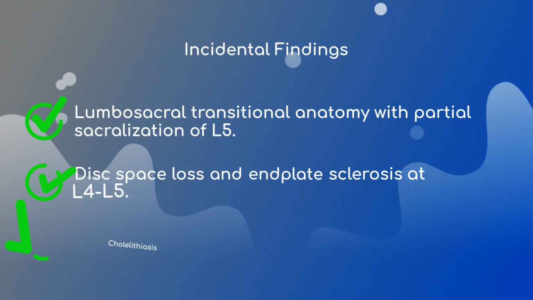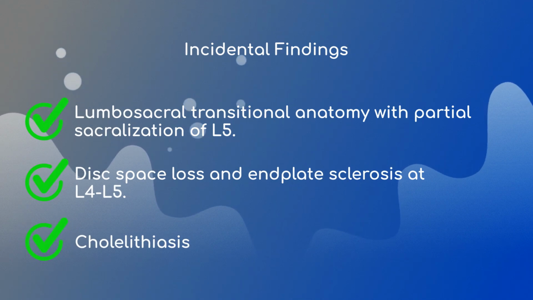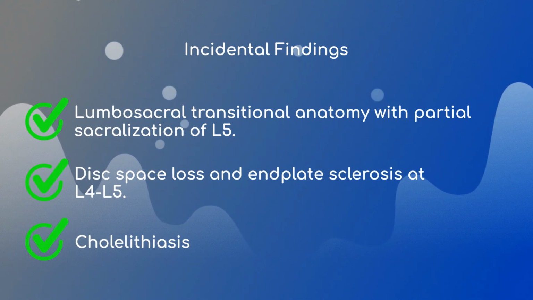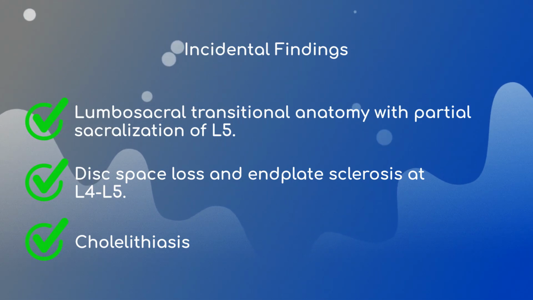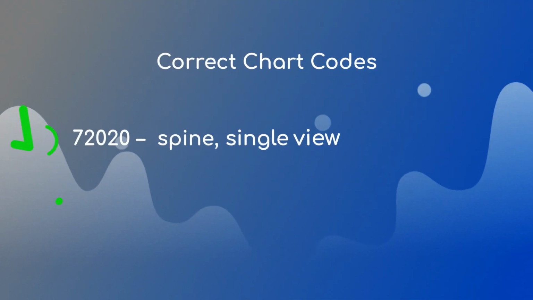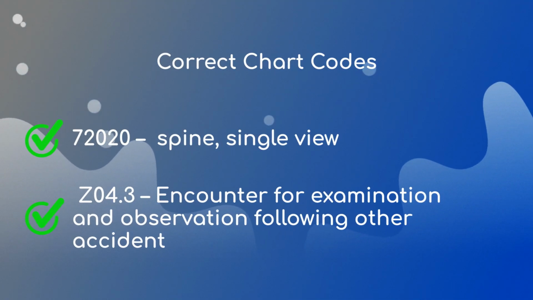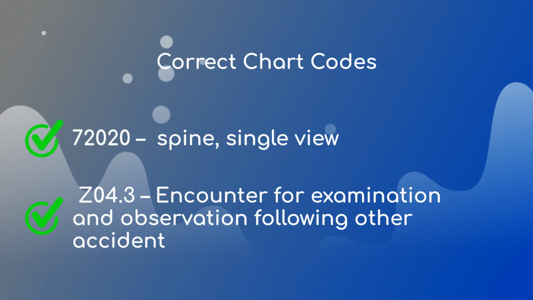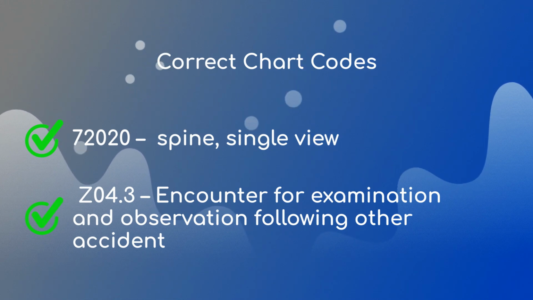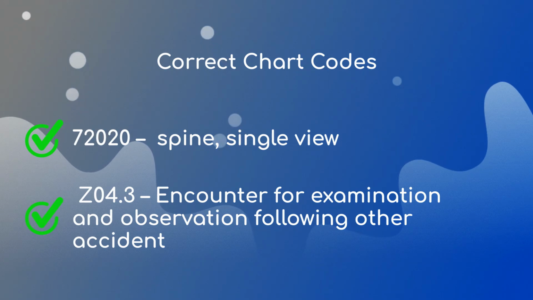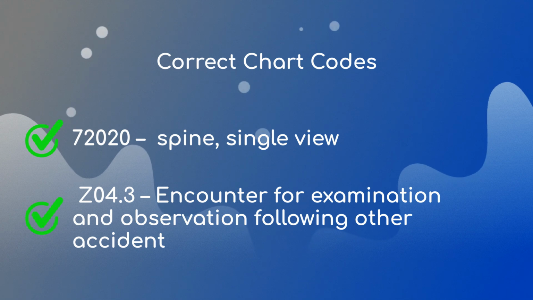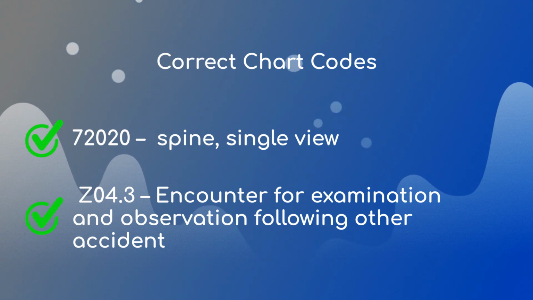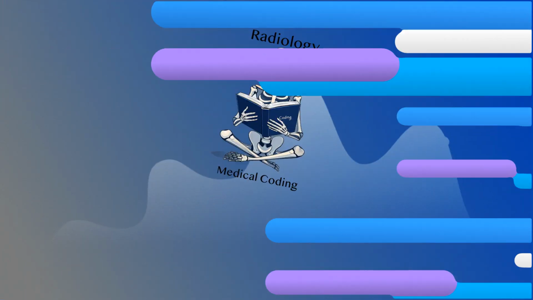Incidental findings, like degenerative disc disease or congenital sacralization, are not coded in this setting unless they are clearly related to the current complaint. If no specific injury details are provided in the chart and the exam is normal, the appropriate ICD-10-CM code is Z04.3, encounter for examination and observation following other accident. This code tells us that the patient came to the ER after an injury, imaging was performed, but no acute diagnosis was made.